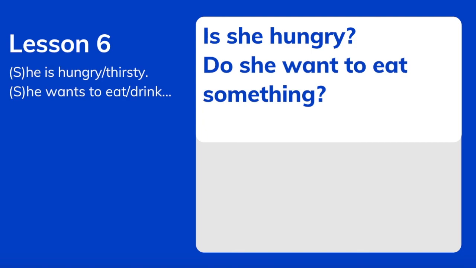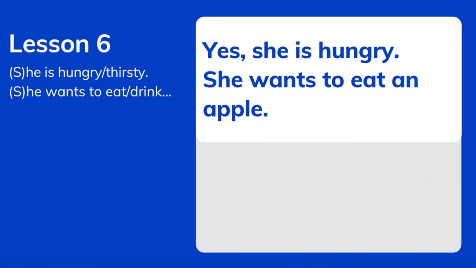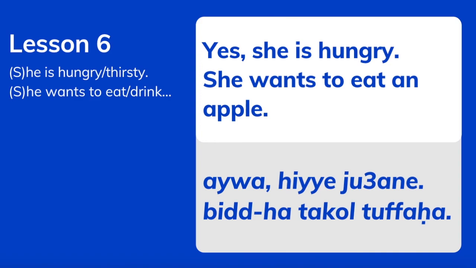Is she hungry? Does she want to eat something? Pause the recording and see if you can figure out the answer on your own. هي جوانه بدها تاكل إشي؟ Yes, she is hungry. She wants to eat an apple. أيوة هي جوانه بدها تاكل تفاحة.